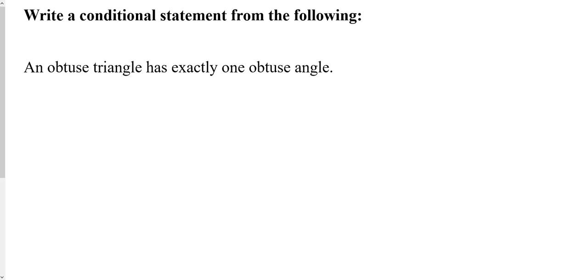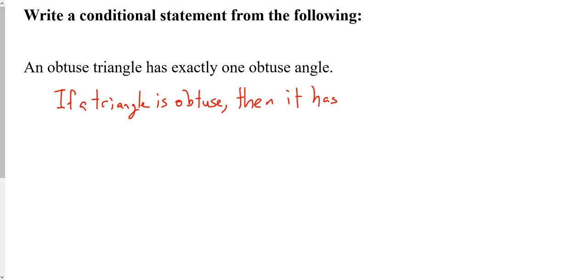So an obtuse triangle has exactly one obtuse angle. So here we know that if it is an obtuse triangle, we wouldn't want to use the word it. So instead of saying if it is an obtuse triangle, we would say if a triangle, because that's the object that we are talking about. So if a triangle is obtuse, then it has exactly one obtuse angle.